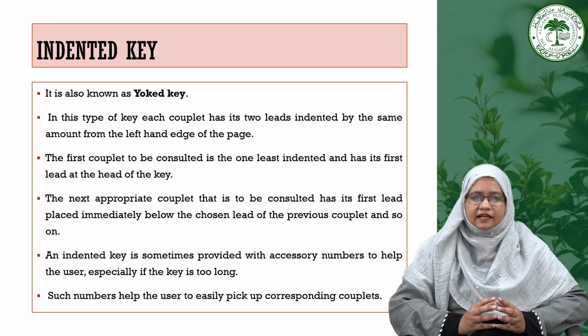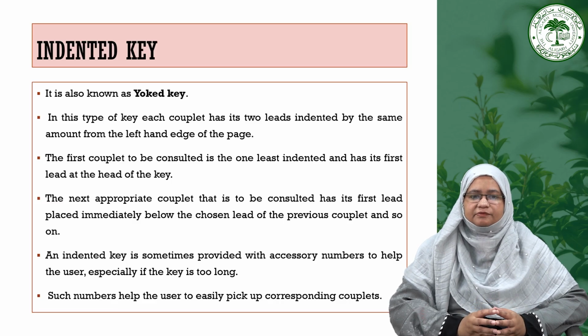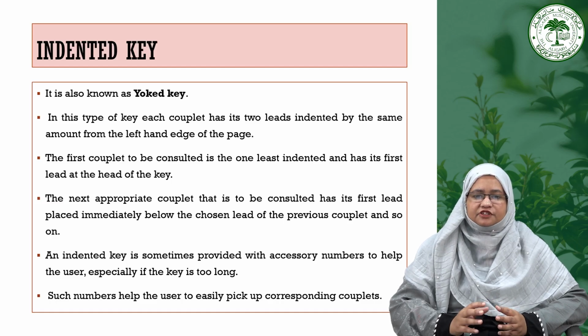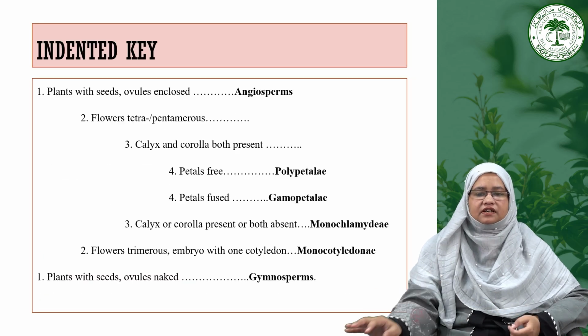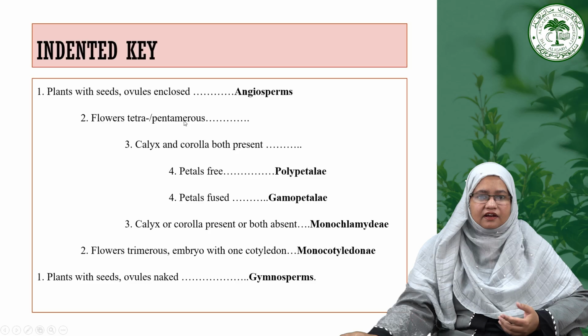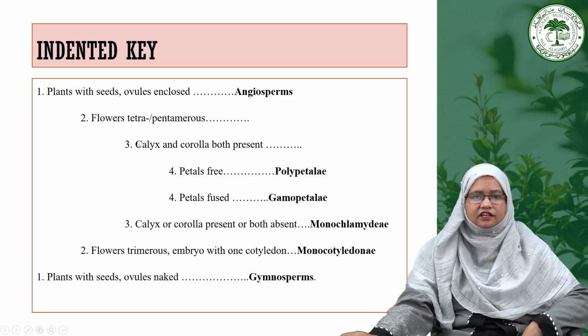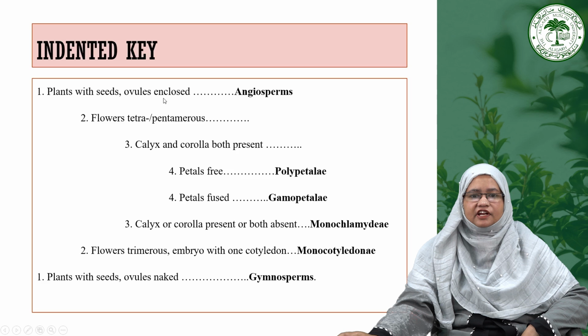So, an indented key is sometimes provided with accessory numbers to help the user, specifically if the key is too long. Such numbers help the user to easily pick up corresponding couplets. As you can see in this one, it is similarly the indented key as we have seen earlier. Here, the plants with seeds and ovules enclosed, as we know, these are the angiosperms.